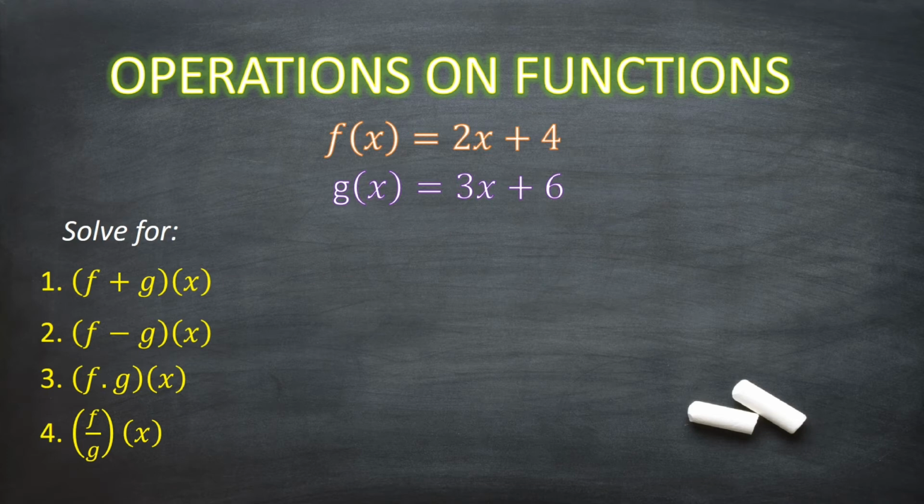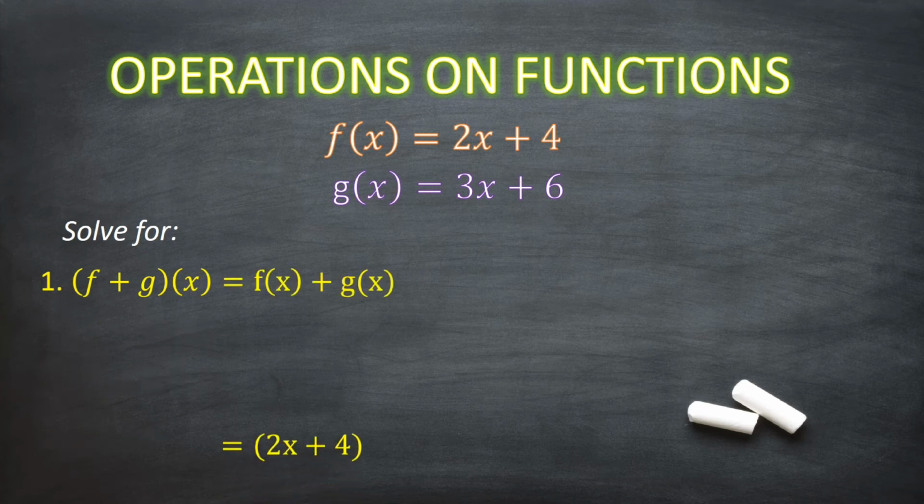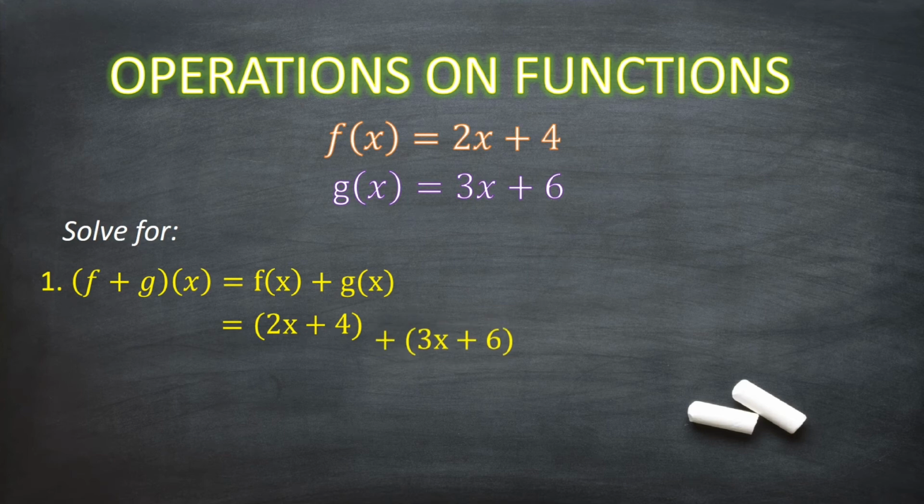We have the addition, f plus g of x. Going back to the rule on addition of functions, f plus g of x is just equal to f of x plus g of x. All we have to do is substitute the functions f of x and g of x. Starting off with f of x, that is 2x plus 4, then plus the function g of x, 3x plus 6. The technique when you substitute the functions f of x and g of x is to make sure that you put them inside parentheses or quantities as well, so you will not be confused.